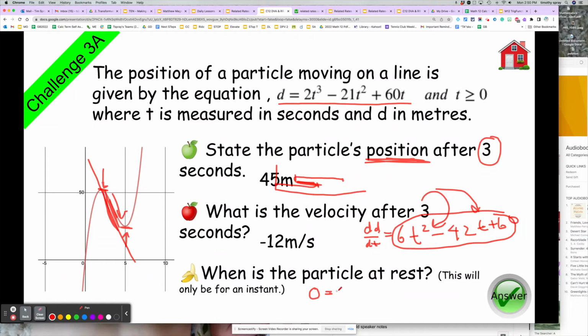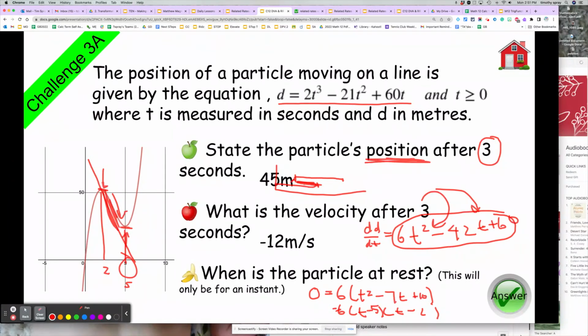So we're going to have 0 equals, and then I'm going to factor that 6, and it's going to be t squared minus 7t plus 10. And in this case, I can easily factor that. So that's going to be t minus 5 and t minus 2. So that would mean that the velocity would be 0, if I were to graph this, at 5 seconds and at 2 seconds.